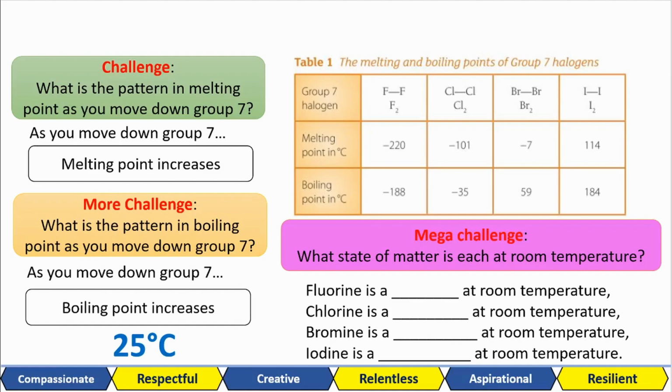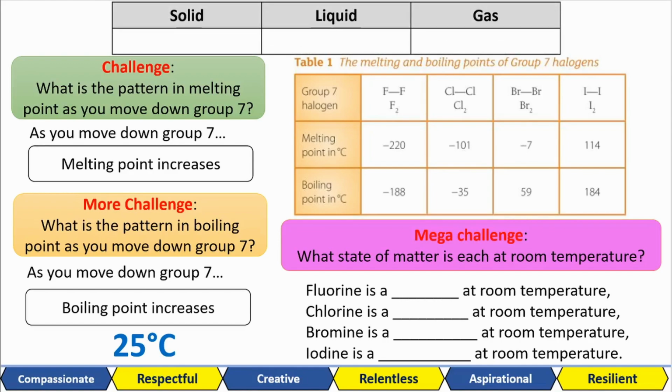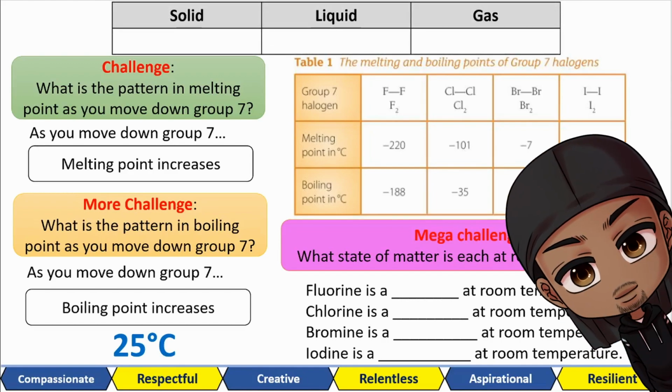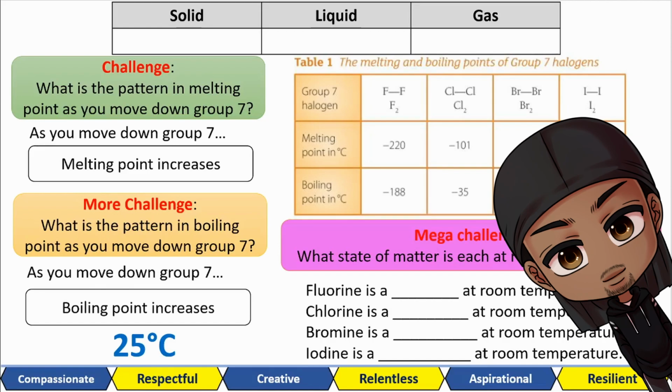This isn't punishment. If these type of questions confuse you, let's just simplify it by drawing out a table like this. Jaden. Yo. When does fluorine melt? Minus 220. So we put in the solid box minus 220. This means that any temperature below minus 220 is solid for fluorine.